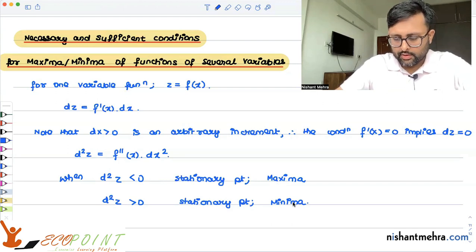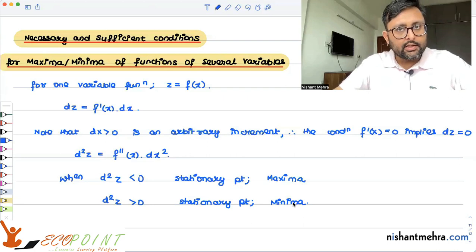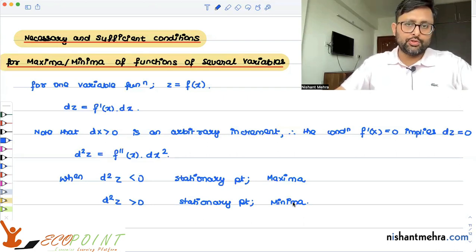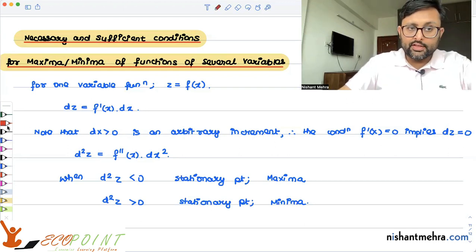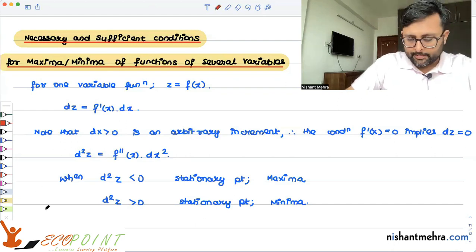Fair enough. Okay. So what you can say is that the function z is equal to f(x) will have a maxima or minima if dz is equal to 0 and d2z is not equal to 0. So d2z could be positive, d2z could be negative. So all of this is just one variable. I'm just repeating what we said earlier in the differential form.